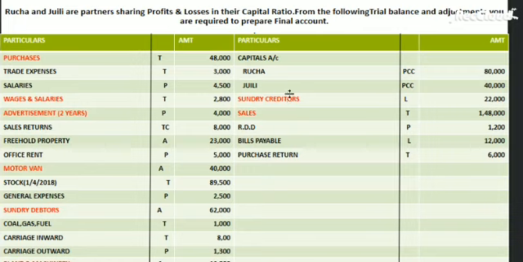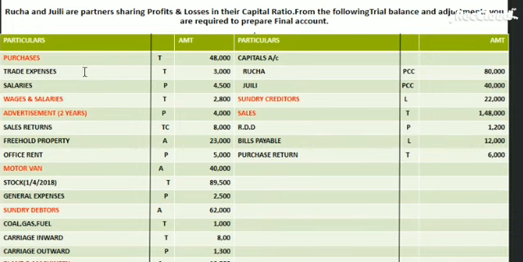They have given the balance of partners capital account, Rucha and Julie. Partners capital account balance always appear in partners capital account credit side, and therefore we have written here PCC. Sundry creditor, liability, sales, trading account, credit side, RDD, this is our old RDD, therefore it will come in profit and loss account, and we are going to mention this in formula. Bills payable, liability, purchase return, trading account.